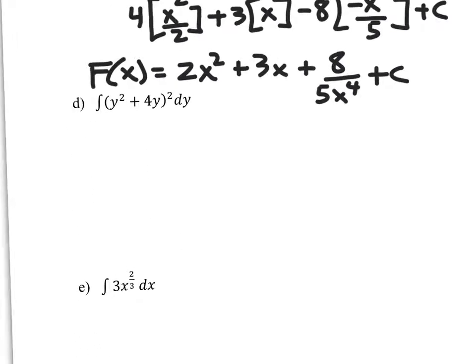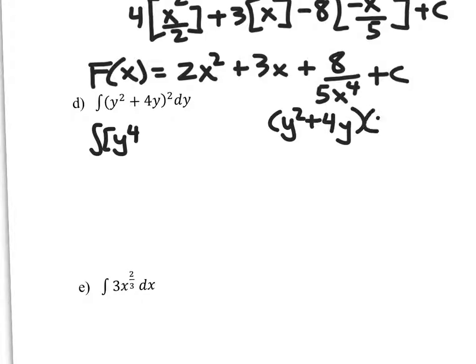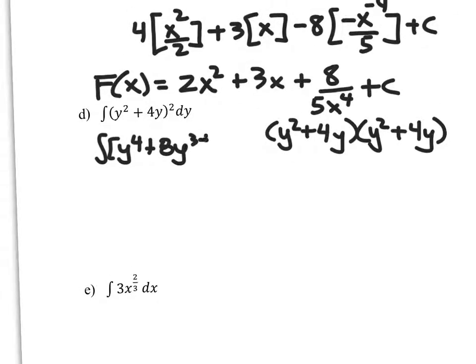What I would do here is I would FOIL, and what that will look like will be y to the fourth. Okay, so what I'm doing is y squared plus 4y times y squared plus 4y. Okay, so I get y to the fourth plus, looks like 8y to the third plus 16y squared dy. And you can integrate with respect to y, that's totally fine.